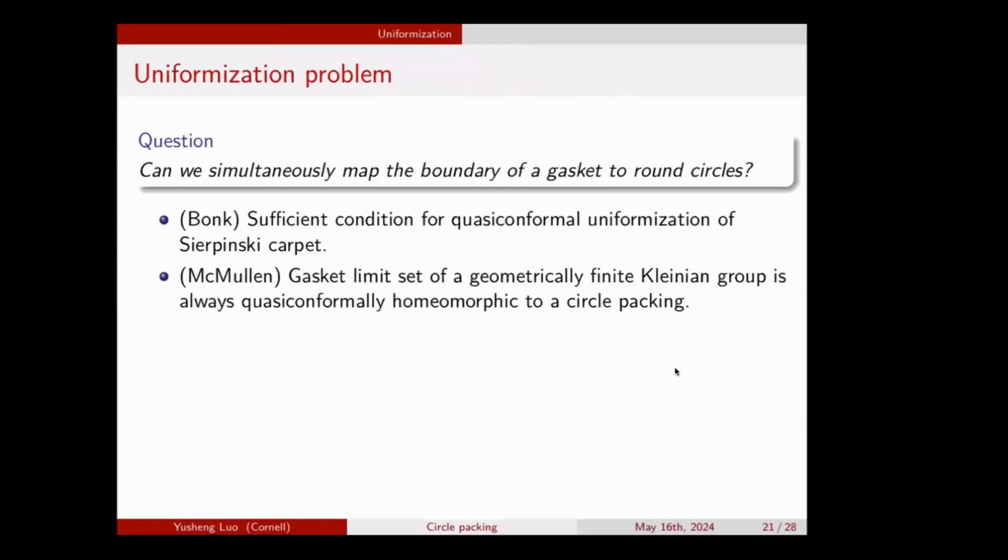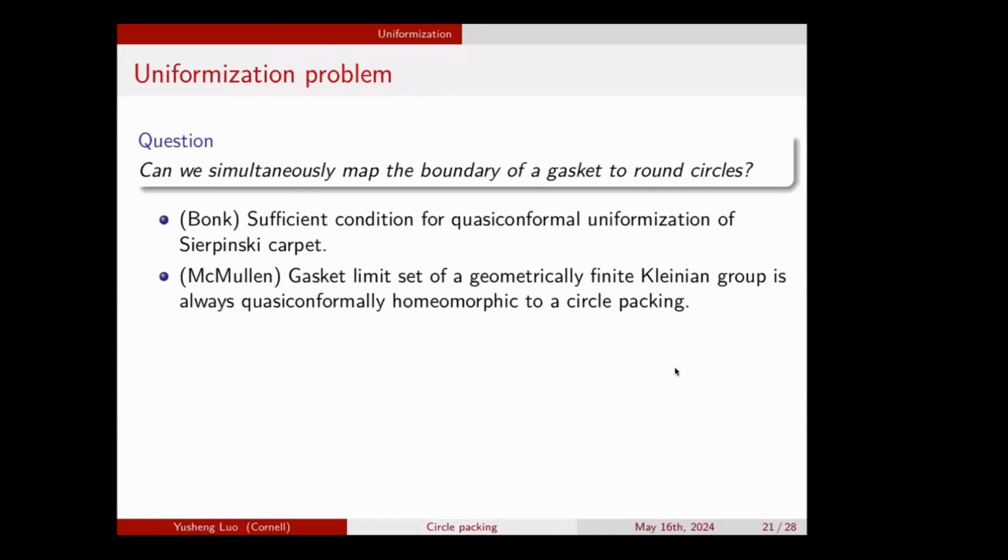Now I want to talk about some applications of these exponential convergence theorems for the uniformization problem. So the underlying question is, when we start with a gasket, a topological object that looks like a circle packing, can we simultaneously map the boundary of a gasket to round circles?